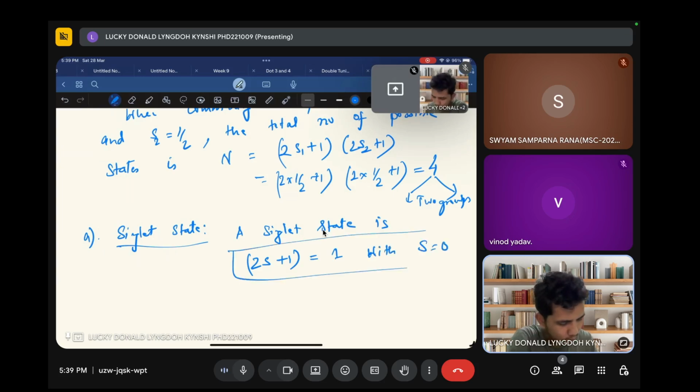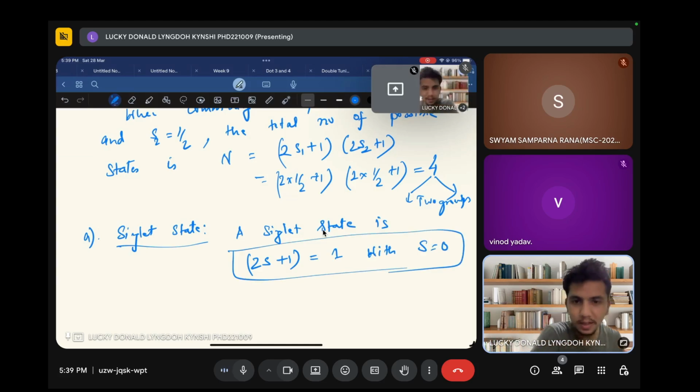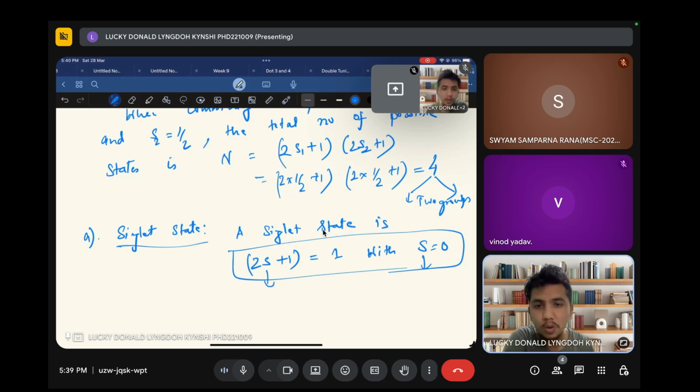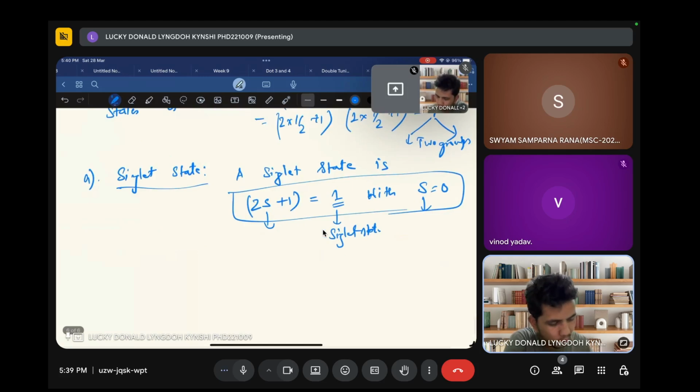This is very important. What is a singlet? A singlet state means that the total spin S should be equal to 0, such that the product 2s plus 1 equals 1. This is called a singlet state. It also means that these are anti-symmetric under particle exchange.